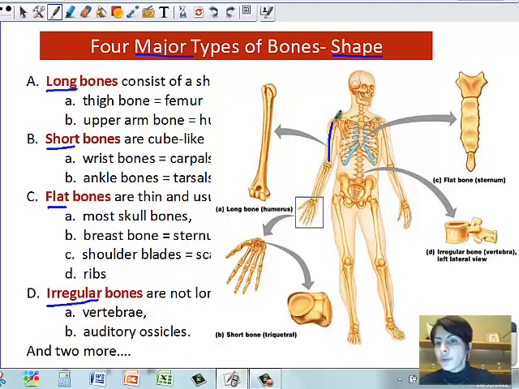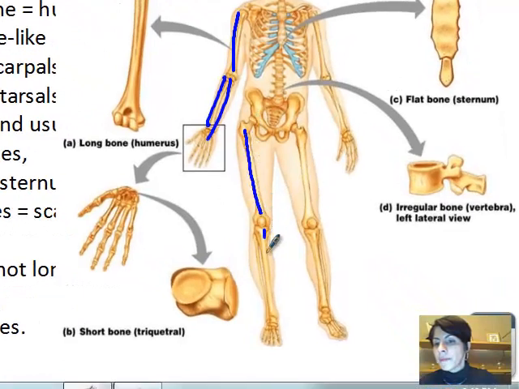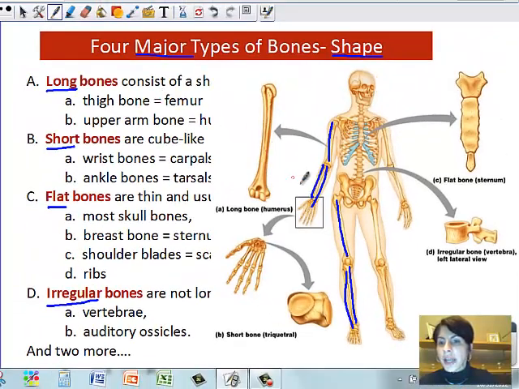We're referring to the long bones of the upper arm, like the humerus, the radius and the ulna, the femur, the tibia, and the fibula. Short bones have cube-like structures, and these mainly refer to bones of the wrist and the ankles, so the carpals and tarsals.